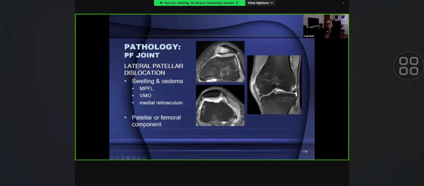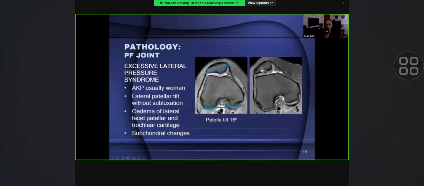Another example, this one is the left knee joint. Notice again bone bruising on the lateral femoral condyle and bone bruising of the medial patellar facet. Right knee joint, same thing happening here, and injury of the medial restraining structures of the patella.